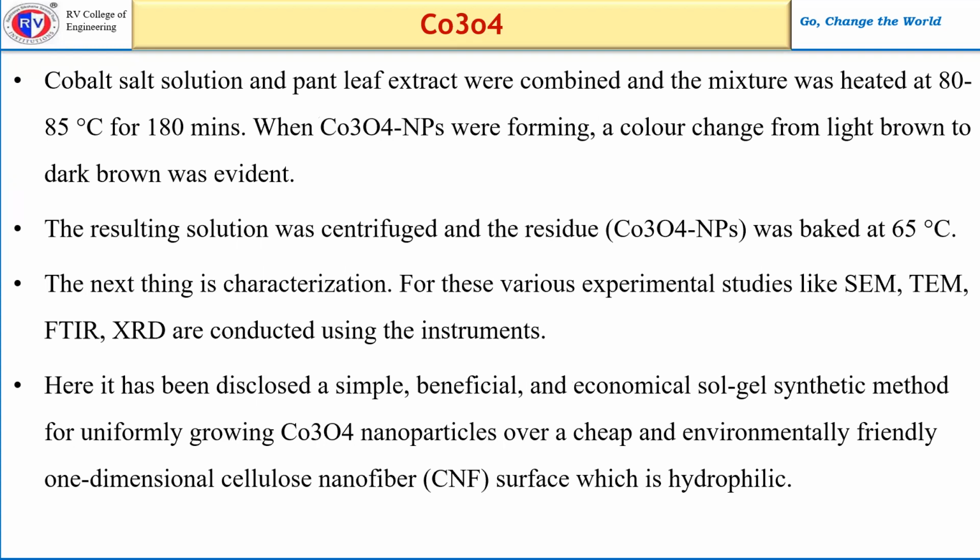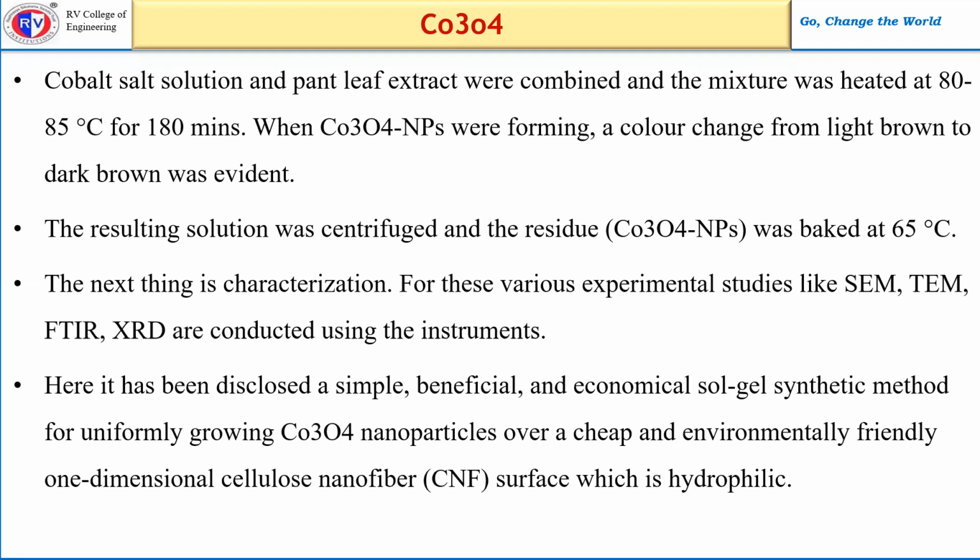Then the cobalt salt solution and plant leaf extract were combined, and the mixture was heated at 80 to 85 degrees Celsius for 180 minutes. When Co3O4 nanoparticles were formed, a color change from light brown to dark brown was evident. The resulting solution was centrifuged and the residue, Co3O4 nanoparticles, was baked at 65 degrees Celsius.